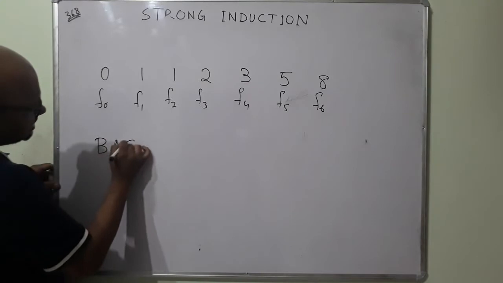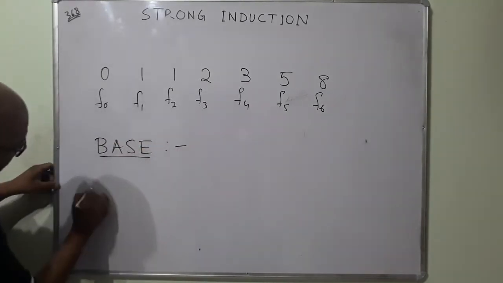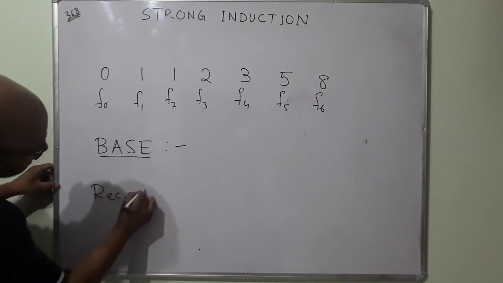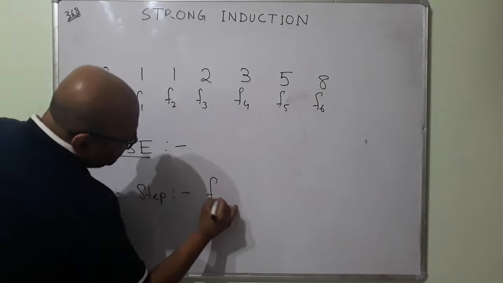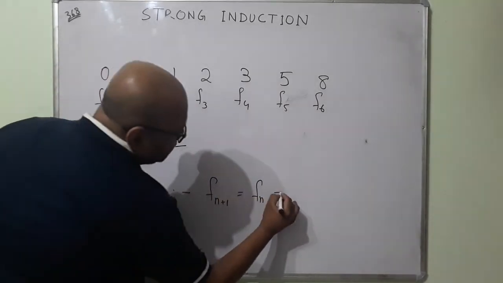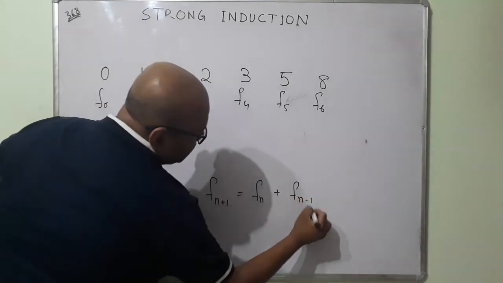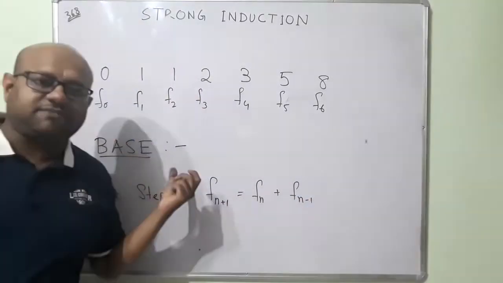Alright, Fibonacci series we can write as a recursive function, right? So the basis I will write later on. Let me write the recursive step first. The recursive step would be f of n plus 1 is equal to f of n plus f of n minus 1. Okay, so what will be the basis step?